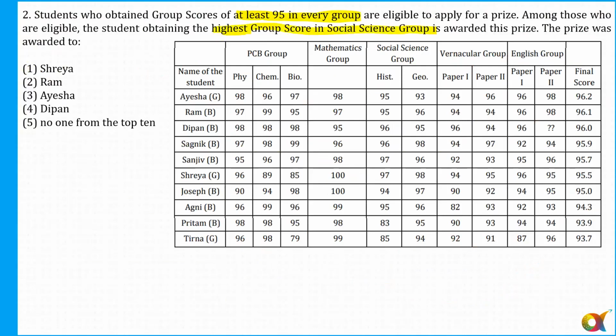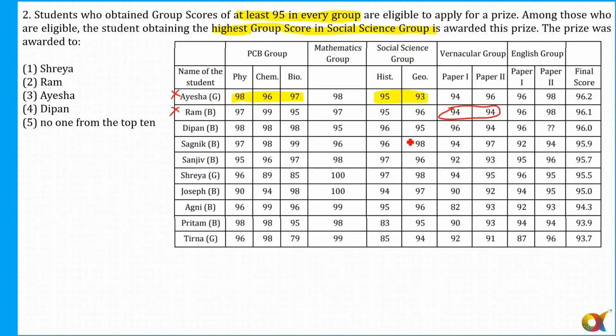So first of all, in every group I need a minimum of 95. If I start with the students here, ISA in the physics group, all the scores are more than 95, so the average is definitely more than 95. But for ISA in the social science group, it is 95 and 93, so the average will be less than 95. It means this will be ruled out. I do not need to consider that. Similarly for RAM, in the vernacular group, the scores are 94 and 94, so the average will be less than 95. So exclude RAM.